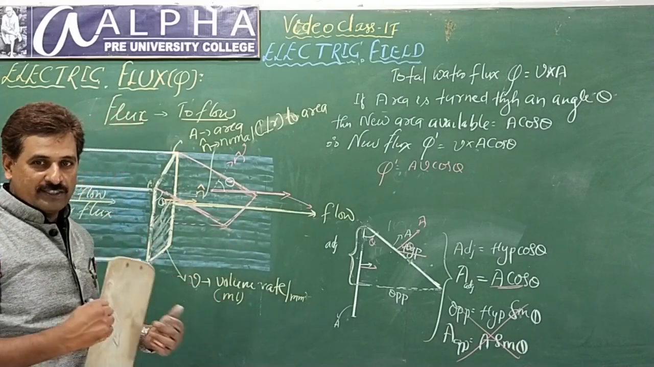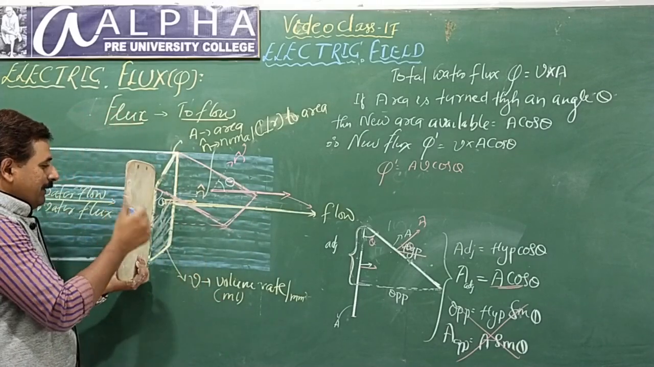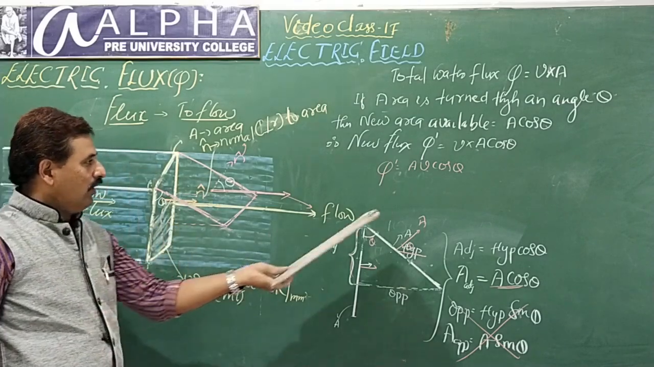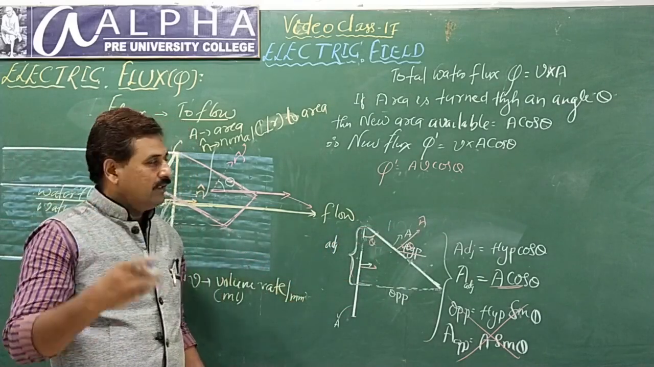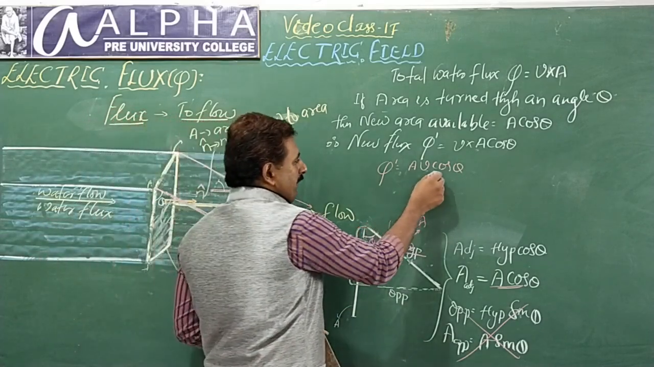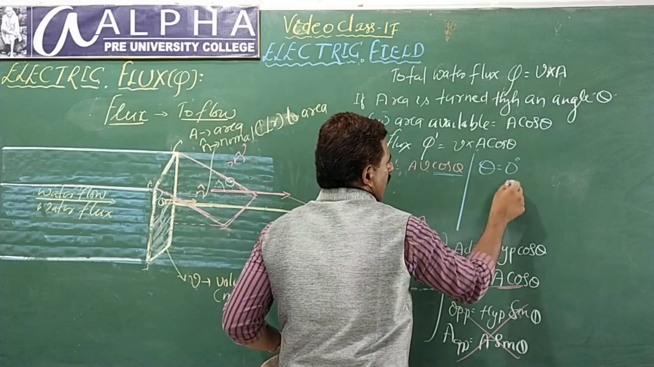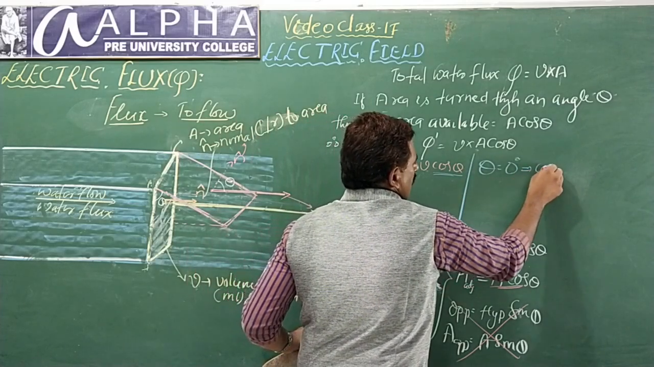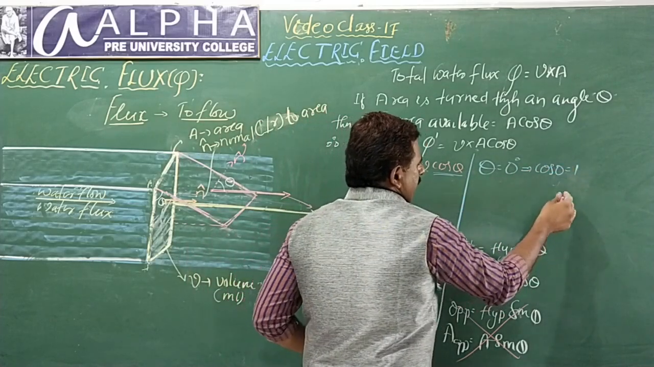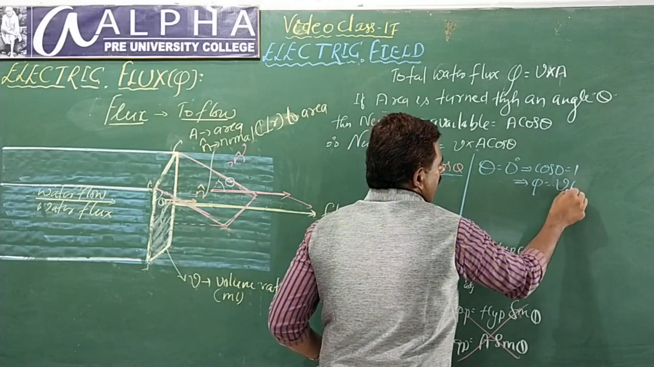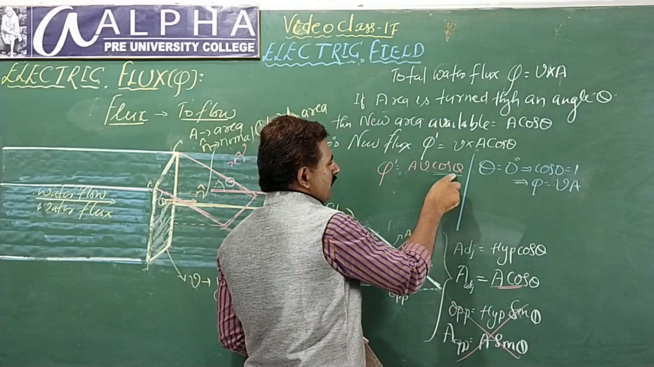Theta 0. What is theta 0? You think like this. Here, the direction of flow and the normal are in the same direction. Theta 0, cos 0 is 1. Theta 0 implies cos 0 is 1, and that implies what is phi? Phi equals V into A, cos 0, 1.